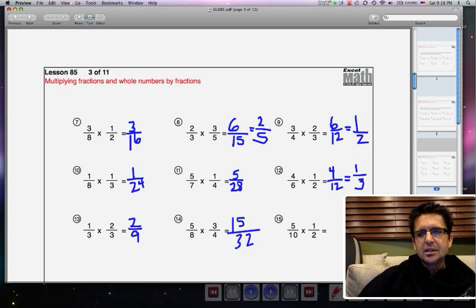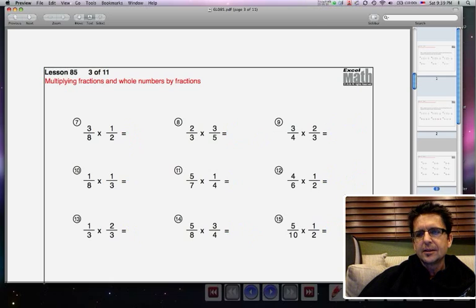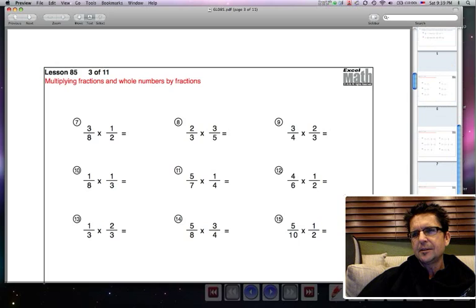Number 15, 5 times 1 is 5, and 10 times 2 is 20. And this can be simplified. Both of these numbers can be divided by 5. So 5 divided by 5 is 1. 20 divided by 5 is 4. So number 15, the answer is 1/4. Clear that out and move this down a little bit here.